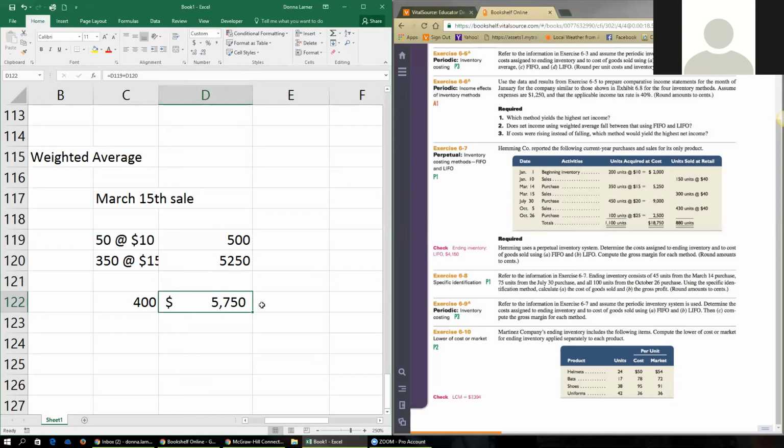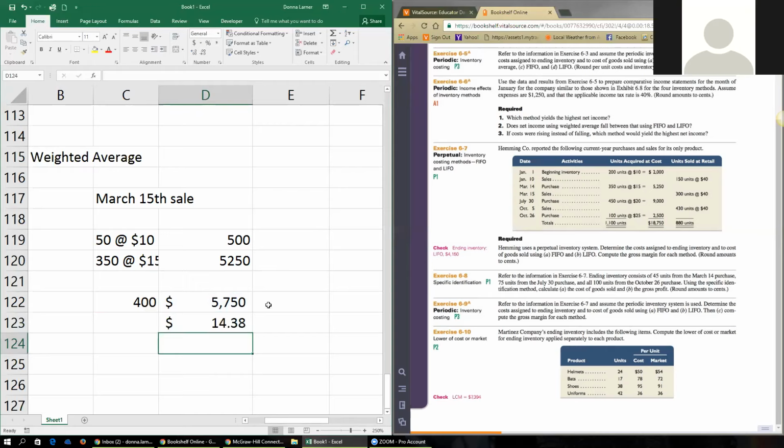So we divide and find an average price. And you know the average is going to come between 10 and 15. It's really just an average of them. Divided by what? The number of items? Yeah, so you're going to take 5750 divided by 400. Okay. So 5750 divided by 400, and we're going to get $14.38.